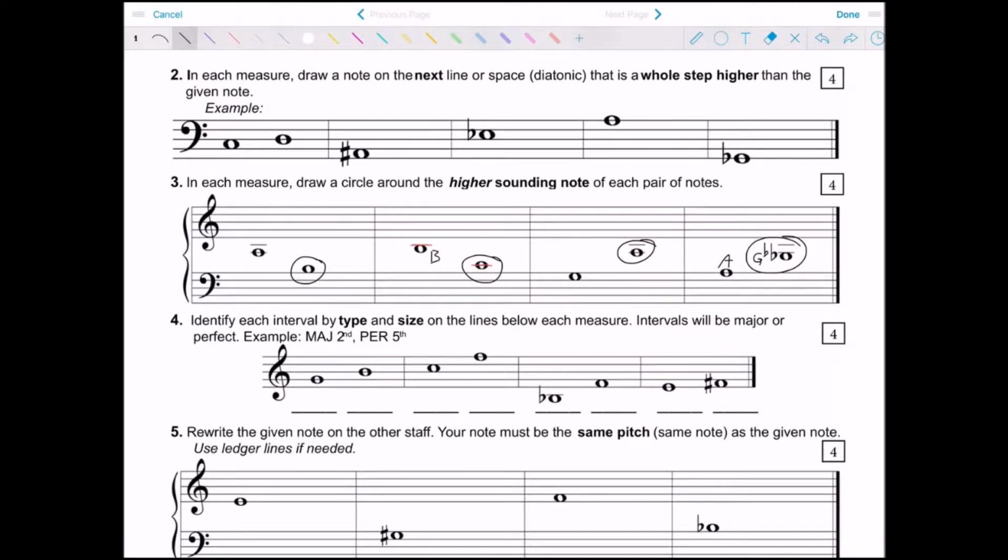It says, identify each interval by type and size on the lines below each measure. Intervals will be major or perfect. Example, major second, perfect fifth. Okay, so you've done intervals before. You know how to do that. Now we have to discuss the difference between major and perfect, or more specifically, which intervals are major and which intervals are perfect. I'm not going to tell you why they're considered major and why they're considered perfect. I'm just going to have you memorize which ones are major and which ones are perfect.